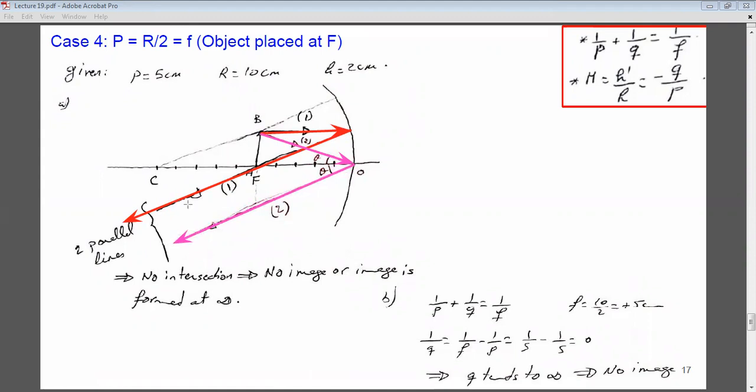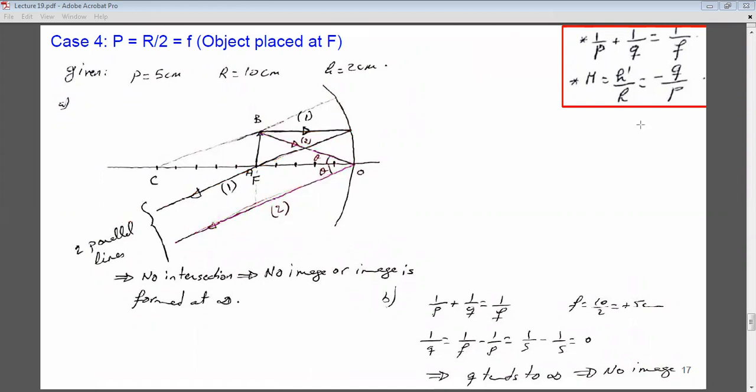Now look at these two rays. These two rays are parallel. They will never meet. Because they will never meet implies there will never be an image. The image will be formed at infinity. There is no intersection. Notice if I solve it using 1 over P plus 1 over Q equal 1 over F, where F is 5 centimeter, I will have 1 over Q equal 1 over 5 minus 1 over 5, and that's 0. So Q tends to infinity, so there is no image.